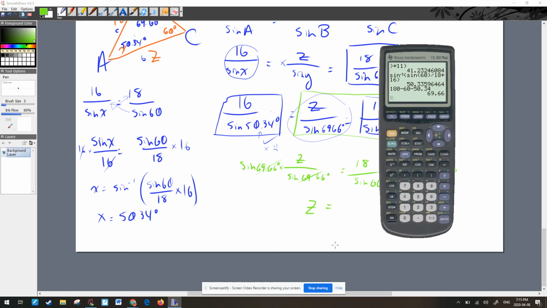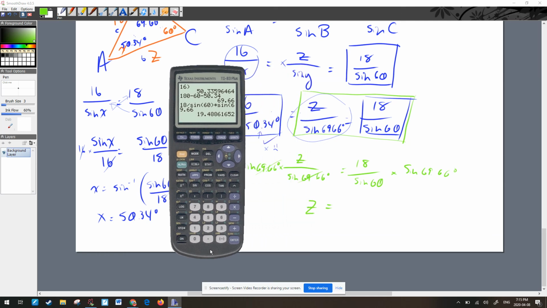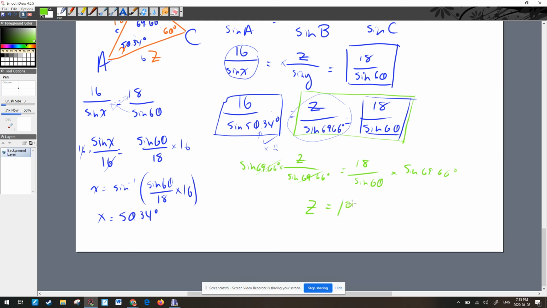So here we go. We have 18 divided by the sine of 60, and we're going to close that off. And then I'm going to multiply by the sine of 69.66 degrees. When I do that, I'm going to find out that it is 19.49. So Z is 19.49. And there it is.